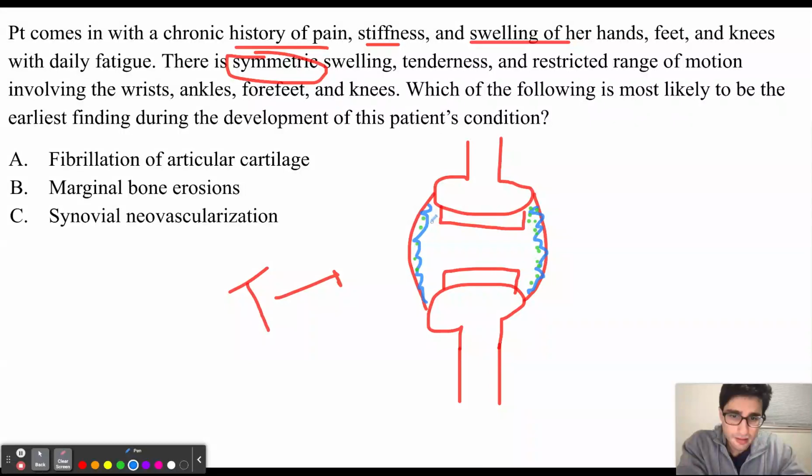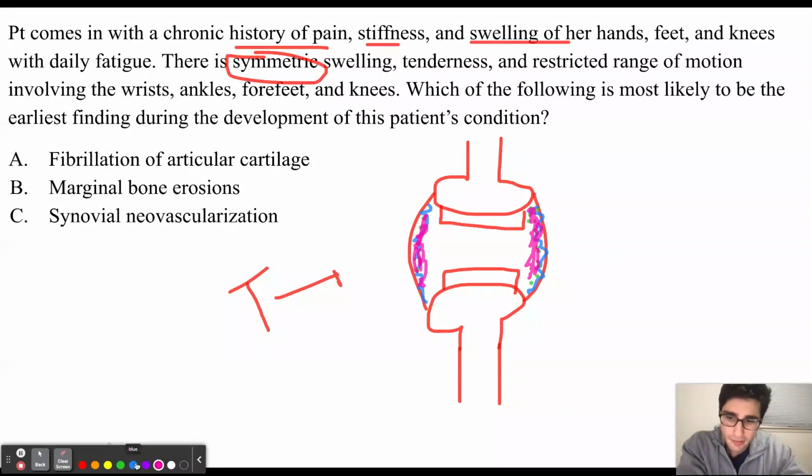release something called vascular endothelial growth factor, or VEGF. Now, VEGF is going to be important in new vessel formation. Now we're forming new vessels in this area. And let's draw the new vessel formation in pink.